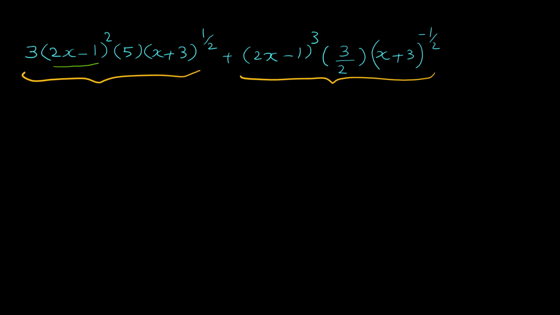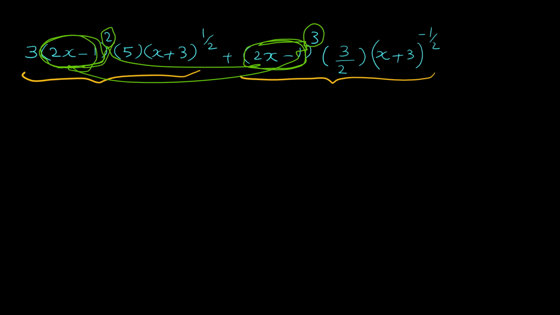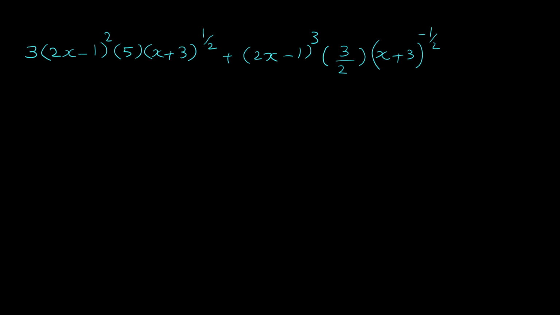For example, here we can see that we have 2x minus 1 with power 2, but in the bracket here we have 2x minus 1 with power 3, and so we have to factor 2x minus 1 with power 2. Always we factor the greatest common factor, which is the term with smallest exponent. So the first thing that we notice is that we can factor (2x minus 1) to the power of 2 from this and this.